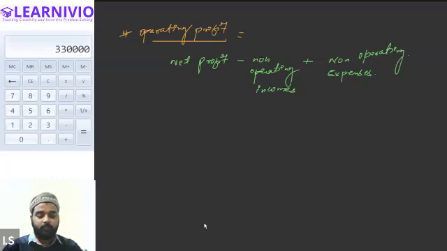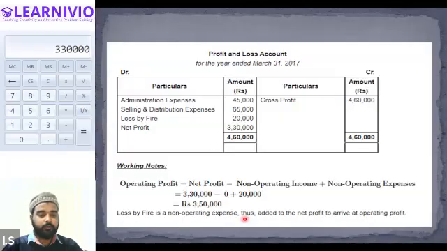Non-operating expenses. So in this question, we have the non-operating. Okay, so we have got net profit of 3,30,000, right? And what are the non-operating incomes? We have no non-operating income this time. We have nothing on the credit side. So non-operating incomes are 0. So therefore we have taken 0.